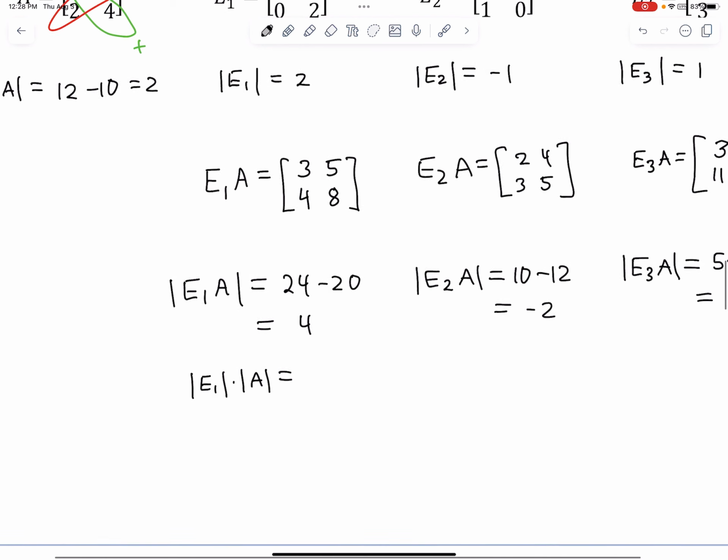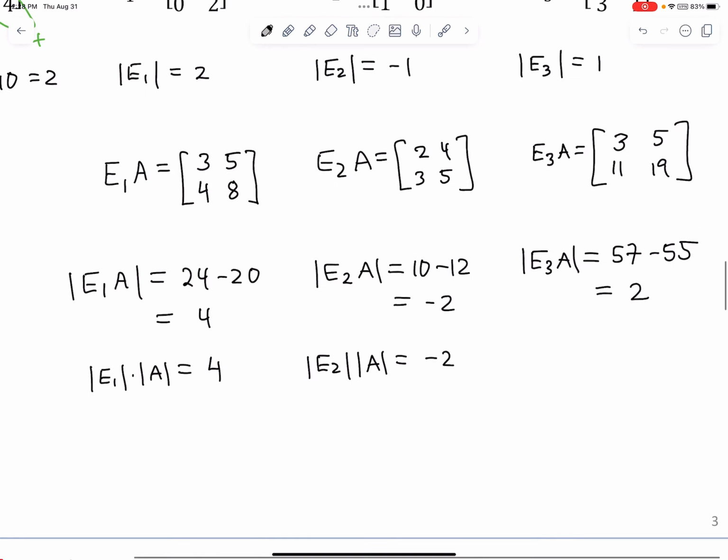Right? The determinant of E1 is 2, and the determinant of A is 2, and then you just multiply those and you get 4. Here, the determinant of E2 multiplied by the determinant of A. The determinant of E2 is -1. Determinant of A is 2. Multiply those and we get -2. And then finally, the determinant of E3 times the determinant of A. Well, if E3 is an elementary matrix made by using the third row operation, its determinant will always be 1. So this is why we always just get the determinant of A again. In this case, we just get 2.